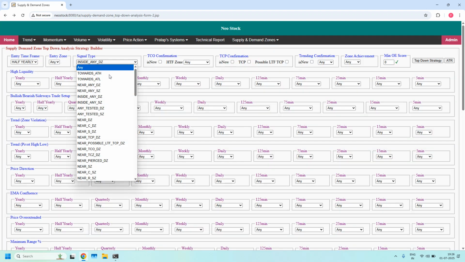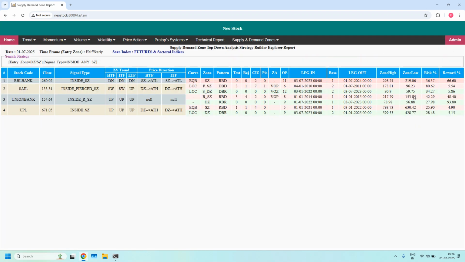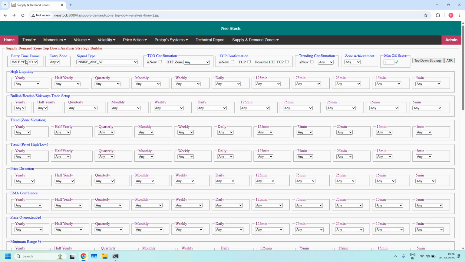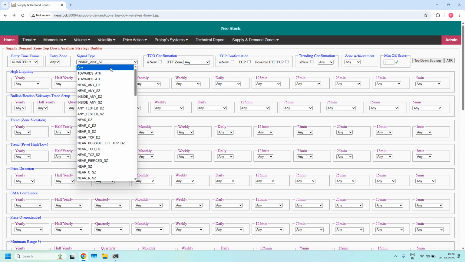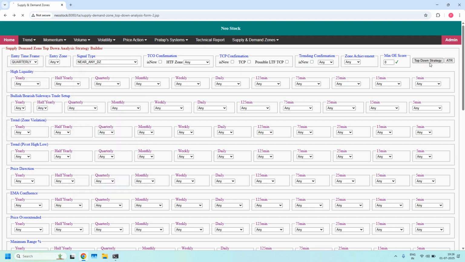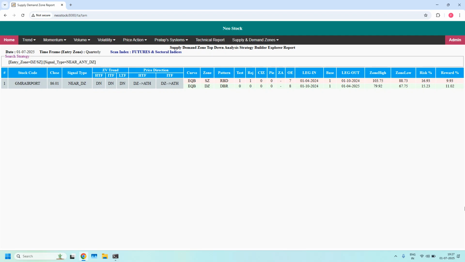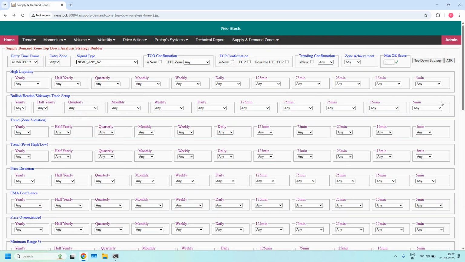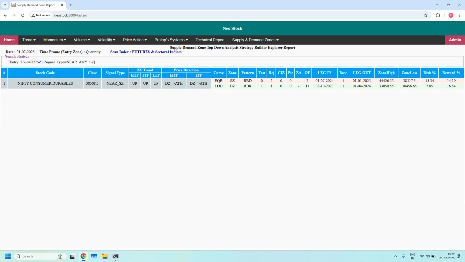Next, price closed inside the half yearly supply zone. We got 4 stocks. Next time frame is quarterly. Stocks near to the quarterly demand zone. We got 1 stock. Next, stocks near to the quarterly supply zone. We got 1 stock.